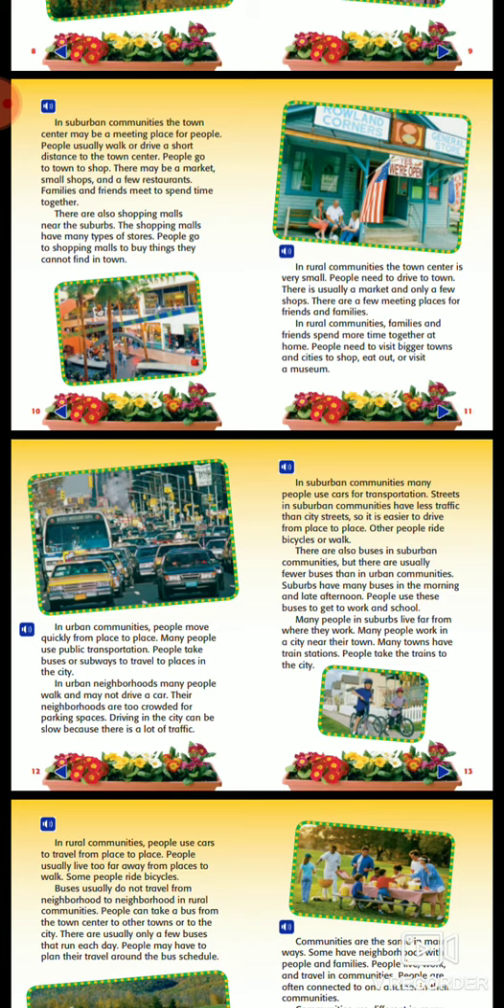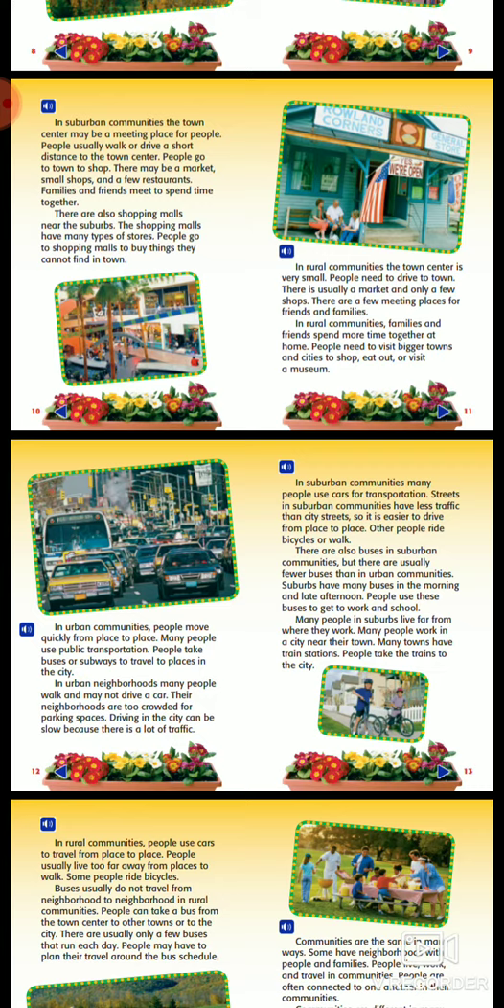In urban communities, people move quickly from place to place. Many people use public transportation. People take buses or subways to travel to places in the city. In urban neighborhoods, many people walk and may not drive a car. Their neighborhoods are too crowded for parking spaces. Driving in the city can be slow because there is a lot of traffic.